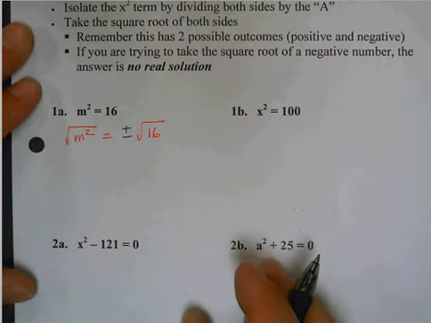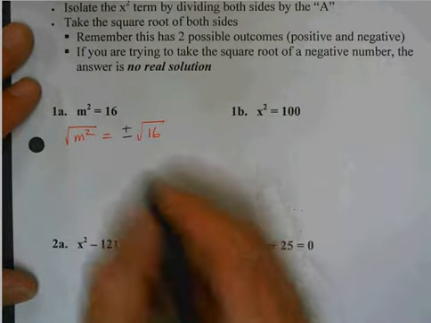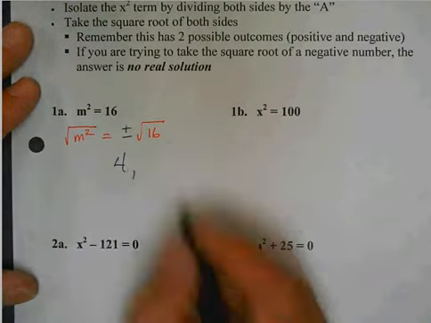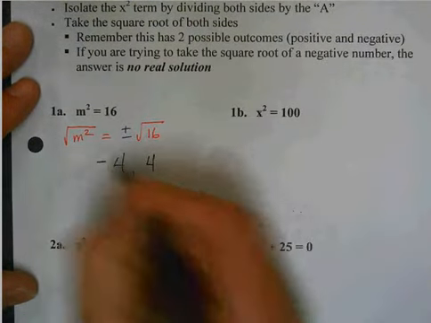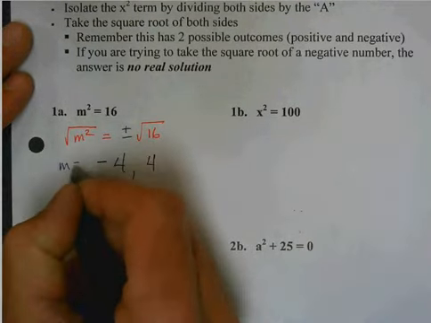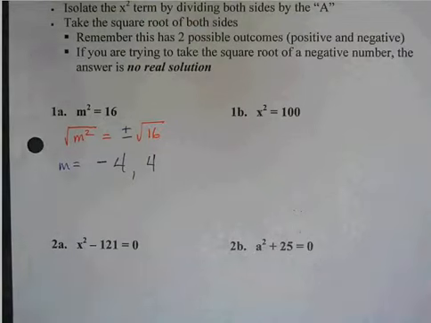What times itself equals 16? 4. What else times itself equals 16? Negative 4. So both negative 4 and positive 4 are what m can be equal to. When you take the square root of both sides, remember there's 2 answers. One's a positive, one's a negative. And you just got to think to yourself logically, and that should make sense.